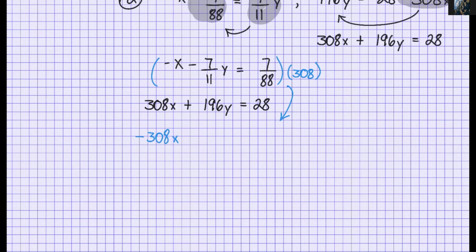Then let's put these numbers in the calculator. 308 times negative 7/11, again, negative 196y. And this will be equal to now 308 times 7, and then divided by 88, 28. That was a previous number, 49 halves.